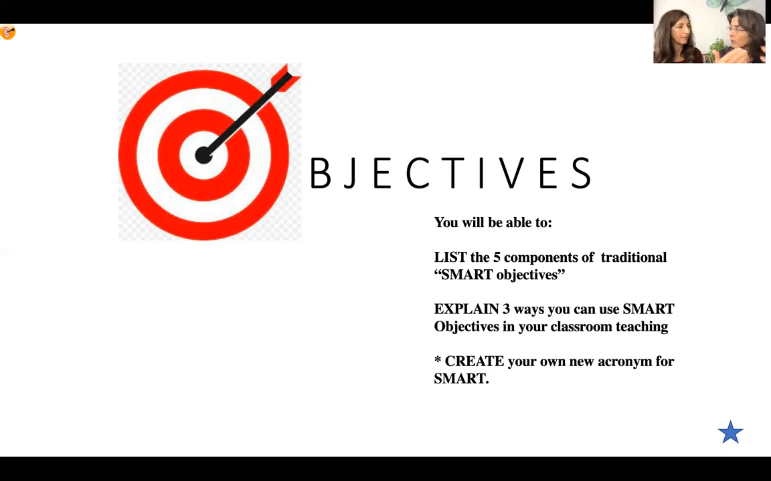How can they do it? In their teaching and their lesson planning. Oh, very good. And then we have an optional activity, which is totally optional, but you may want to think about this: creating your own new acronym for SMART. Do you remember what an acronym is? It's a combination of letters to make up different words.